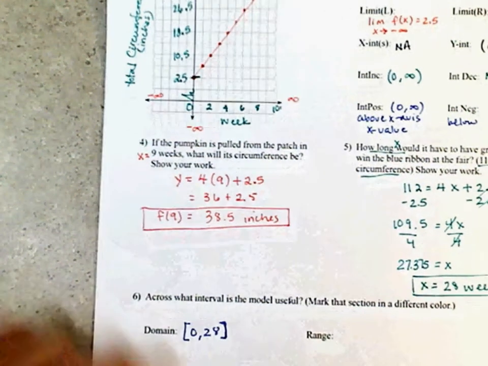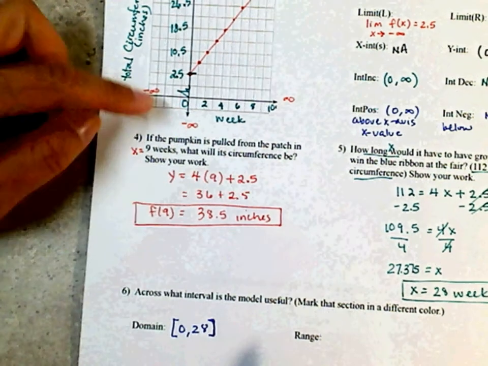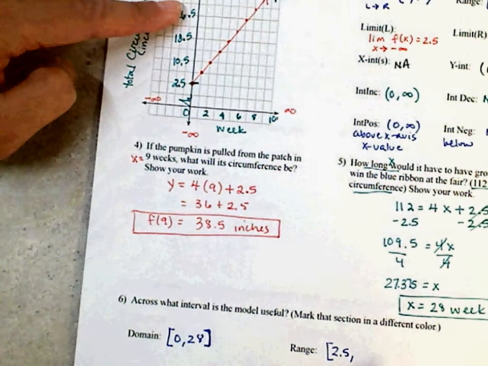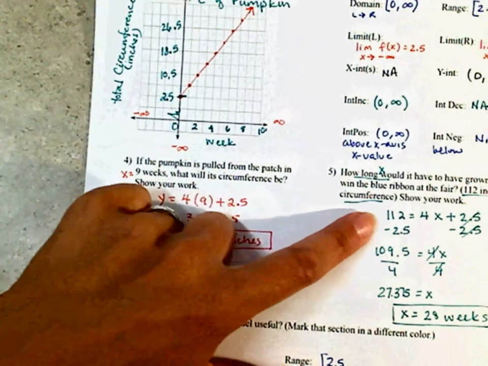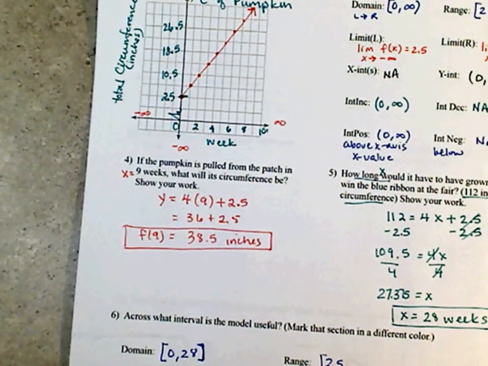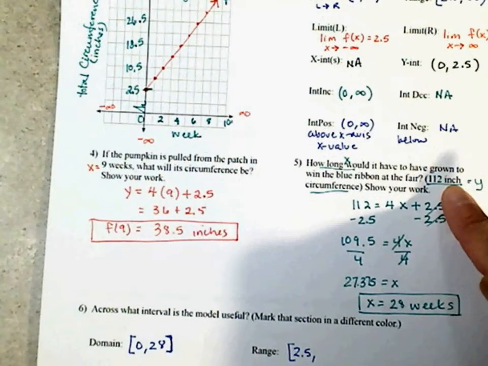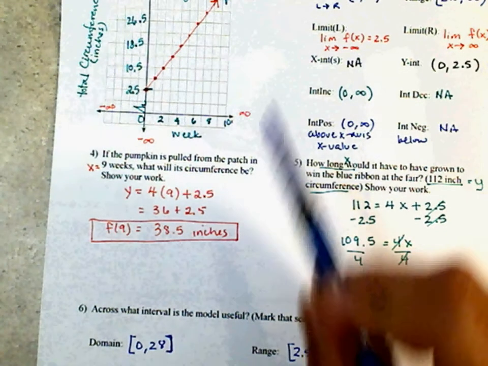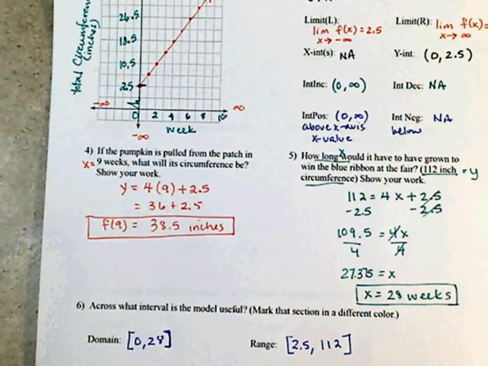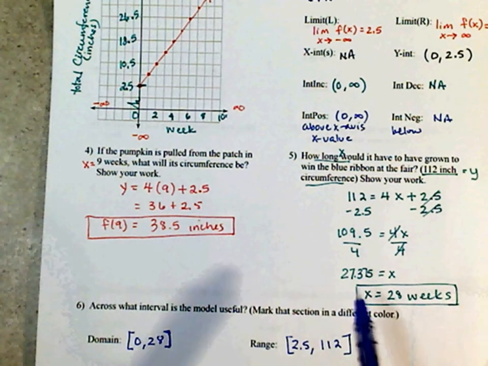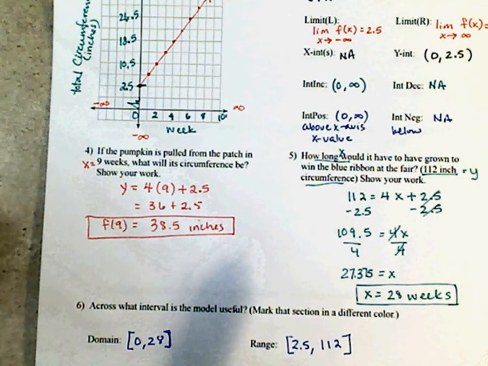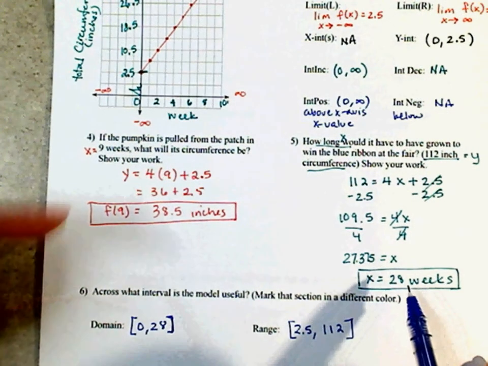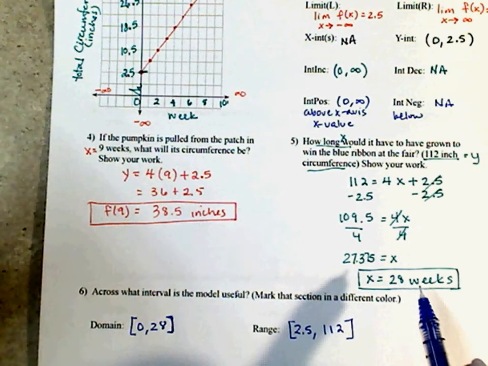Your range. Well, I start at 2.5. How high is this going to go? Well, if I want it to be 112 inches, so I can win the blue ribbon, then I would say 112. Because the goal of this whole scenario is I want to win the blue ribbon at the fair. Otherwise, you're just going to eat it. Okay? But we're just trying to see how it grows. After about 28 weeks, it'll probably quit growing, and it'll probably start to rot and die or something like that.